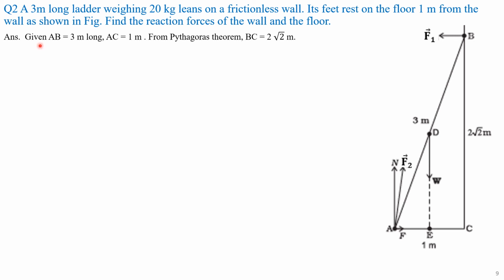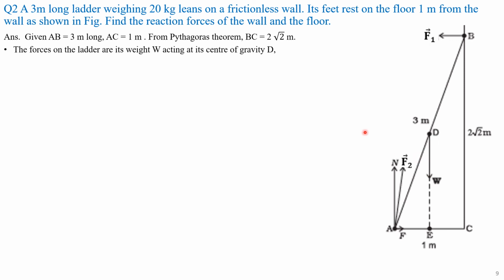Answer. Given AB is equal to 3 meters long, AC is equal to 1 meter. From Pythagoras theorem, BC is equal to 2 root 2 meters. The forces on the ladder are its weight W acting at the center of gravity. D is the center of gravity of the ladder, and W is the weight of the ladder, given as 20 kg.